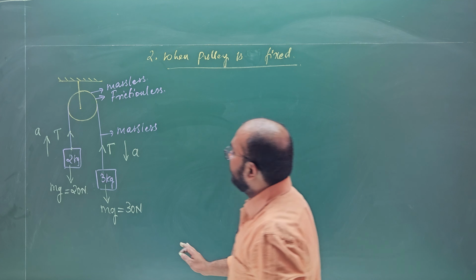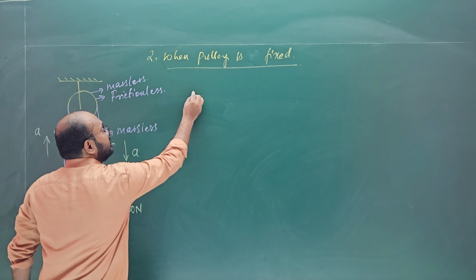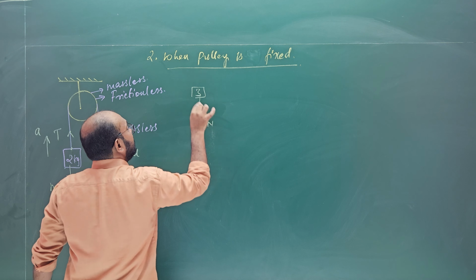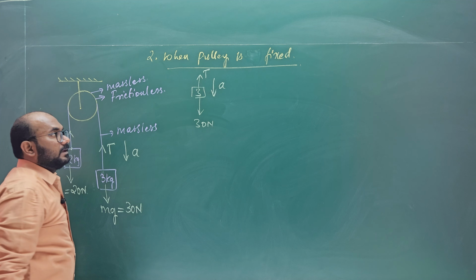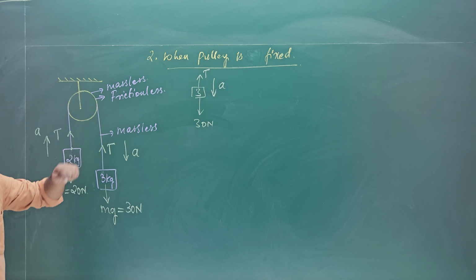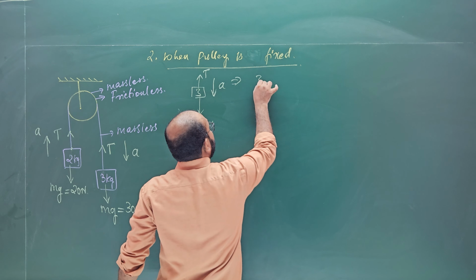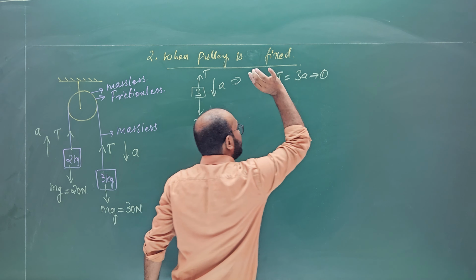If I want to write the FBD on this 3 kg, then can I write like this? This is your 3 kg. 30 Newton is acting in the downward direction, tension is acting in the upward direction, body is accelerating in the downward direction. For that, which will be greater? 30 Newton or T? 30 Newton. So, can I say for this one, 30 minus T is equal to 3A, equation number 1.